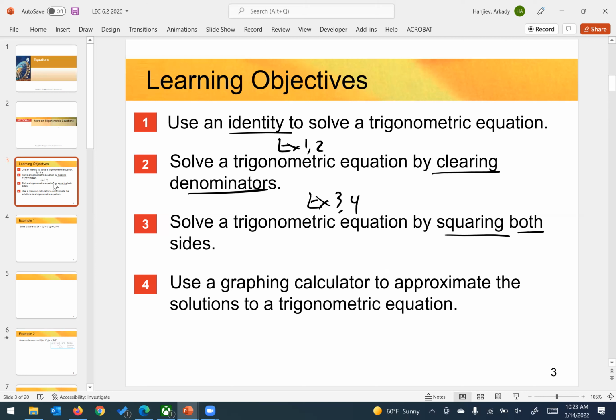Ooh, how about this one? Do you guys remember this from algebra, where you had to square both sides of an equation and we had something called extraneous roots? We'll try to survive. I don't know, we'll see. But then we're going to use a graphing calculator to solve them because sometimes you just can't solve them by hand. So let's jam. It won't be that bad.